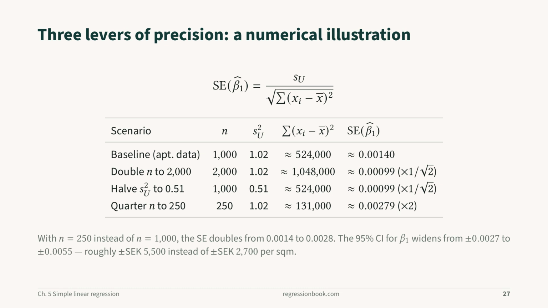The table quantifies all 3 levers for the apartments. Baseline, 1,000 sales, standard error about 0.0014. Double the sample and it falls by the square root of 2. Halve the error variance, same improvement. Quarter the sample to 250 and the standard error doubles, widening the confidence interval to roughly plus or minus 5,500 kroner per square metre instead of 2,700. Precision is arithmetic, not magic.